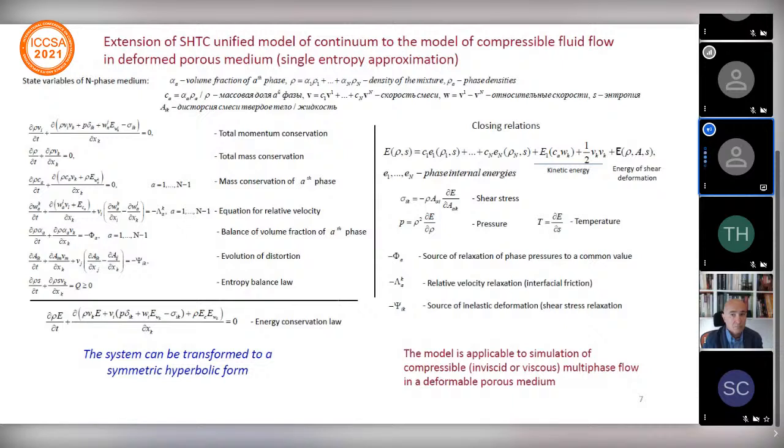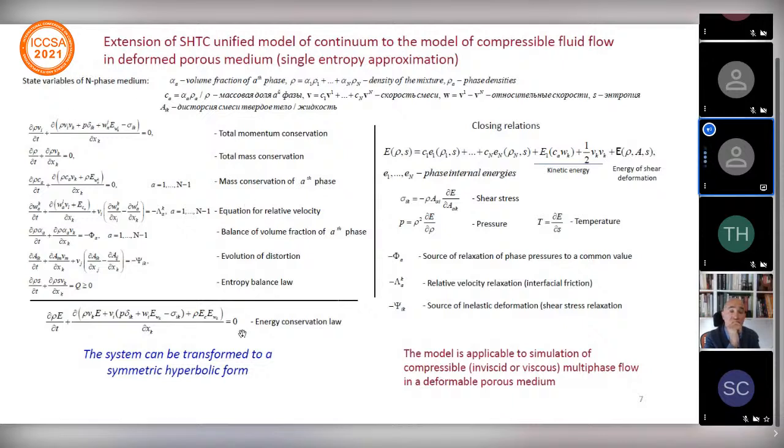Each phase is characterized by its own parameters: volume fraction, mass fraction, mass density, velocity, and there is a set of mixed parameters. This is density, relative velocity, entropy, and distortion of the mixture of solid and fluid. Distortion is actually the inverse deformation gradient for elastic processes.